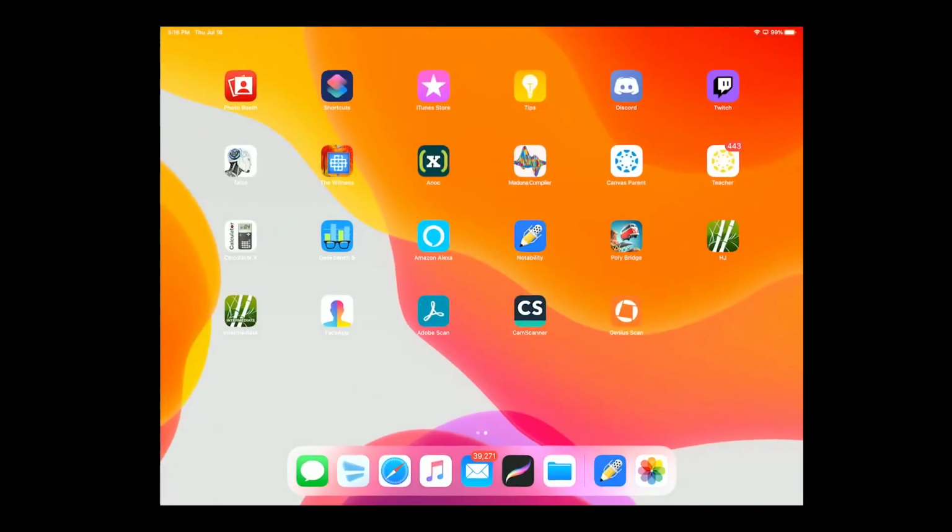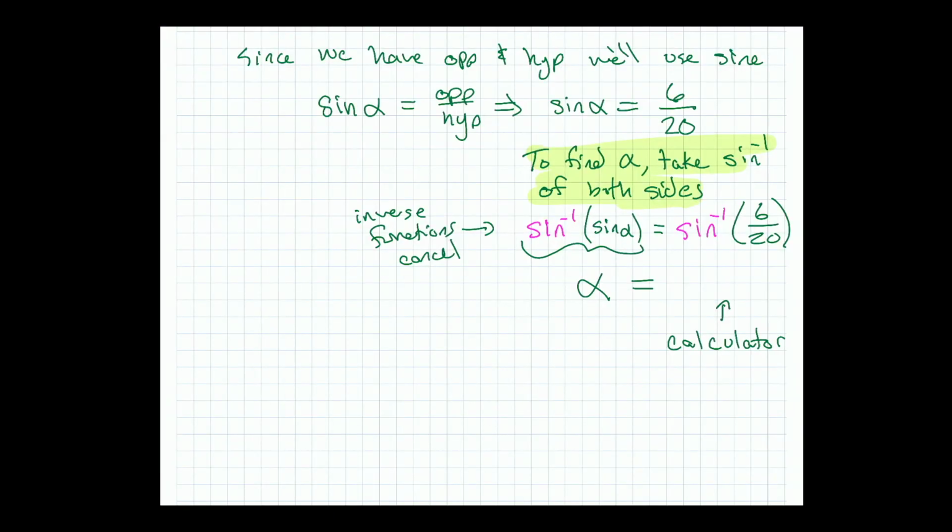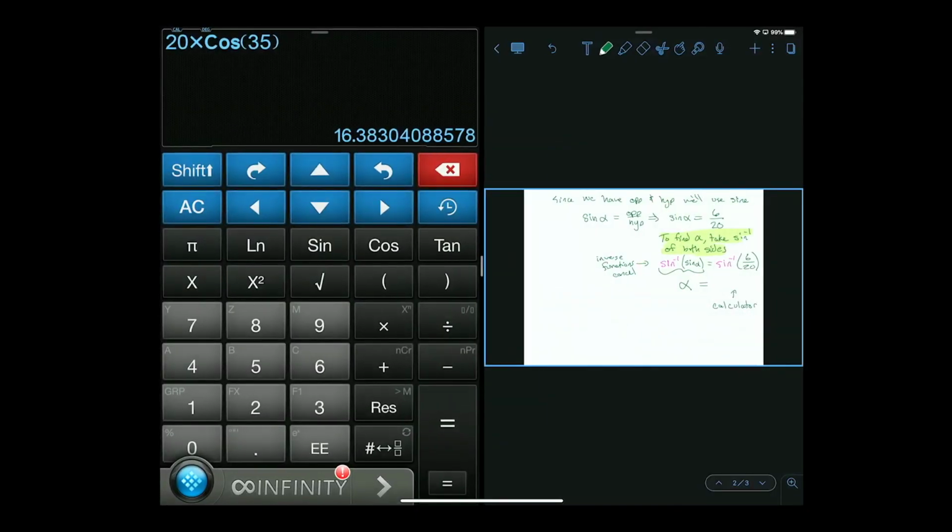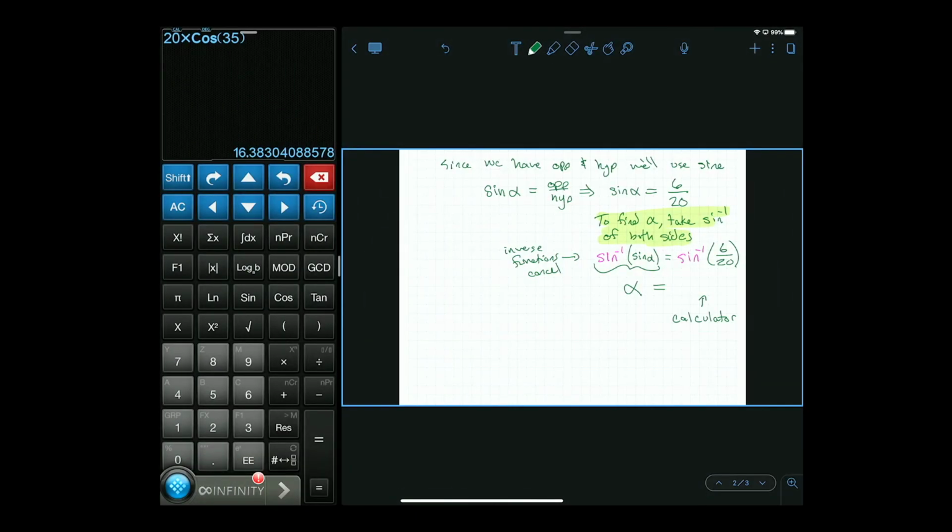So let's try to do that. Hopefully we're still in degree mode here, since I can't see. You're going to do this the same way that we did it before. For sine inverse, remember usually you have to hit second. On my calculator it's shift, sine inverse, and then just 6 over 20, close parentheses, enter. And it tells me the answer. I'm in degree mode, so my answer is in degrees. Say 46 degrees.